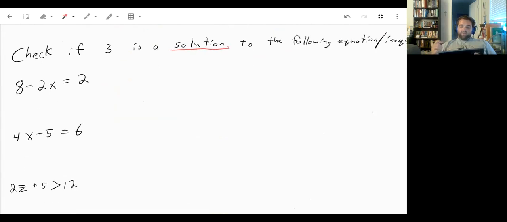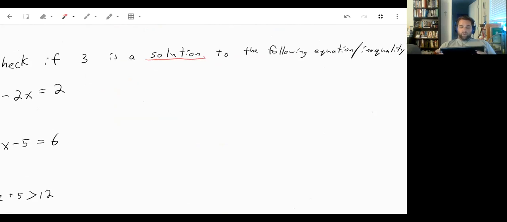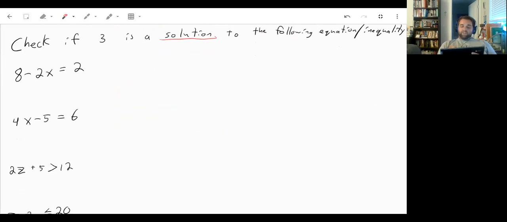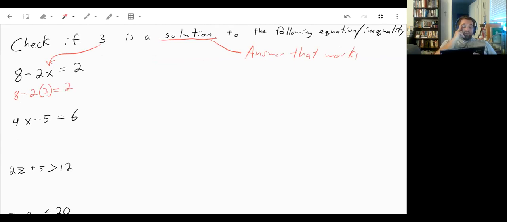Next, we have to check to see if the answer of 3 is a solution to the following equations or inequalities. First, you have to define what a solution is. A solution is just an answer that works. So in this case, we're checking to see if 3 is an answer that works for our variable. So 8 minus 2 times 3 equals 2. Well, 2 times 3 is 6. 8 minus 6 is equal to 2, which does equal 2. So that works.